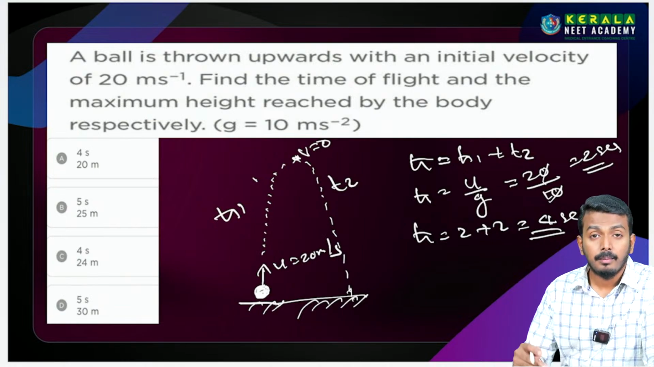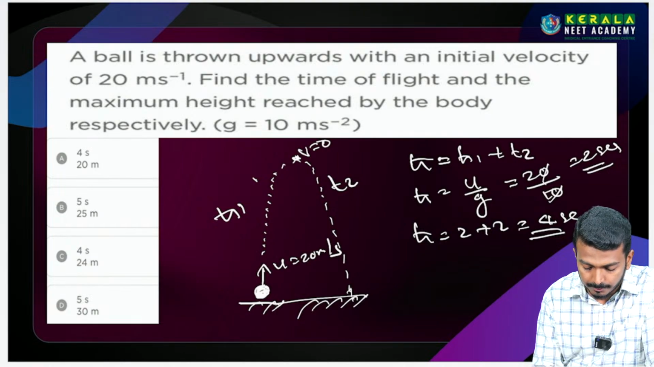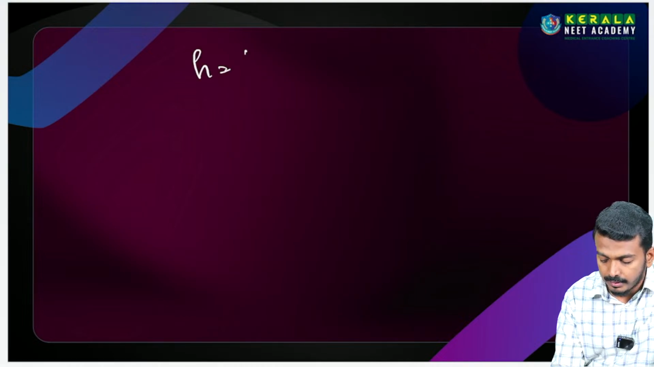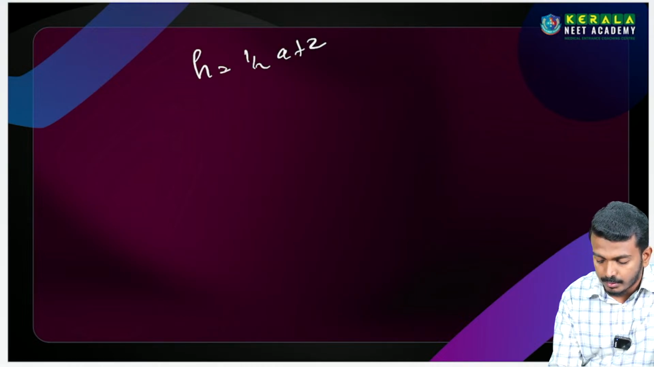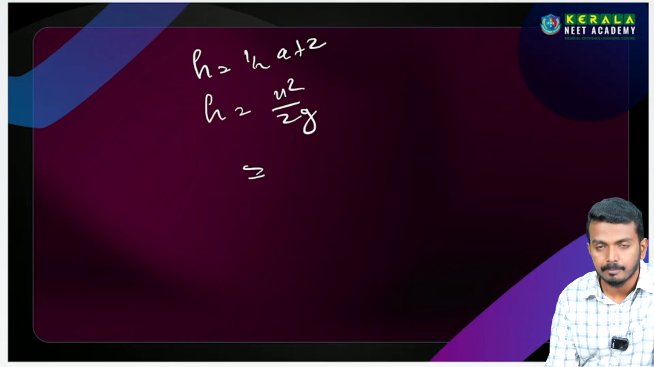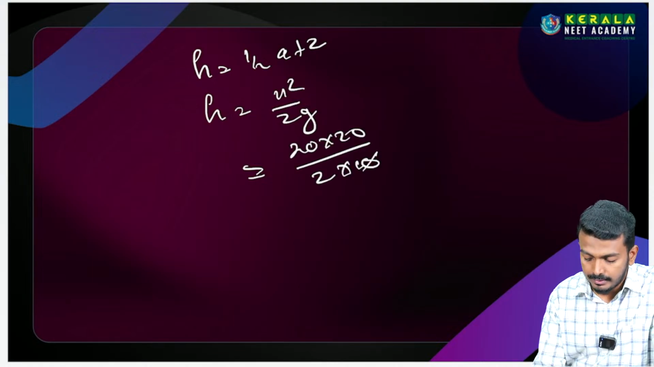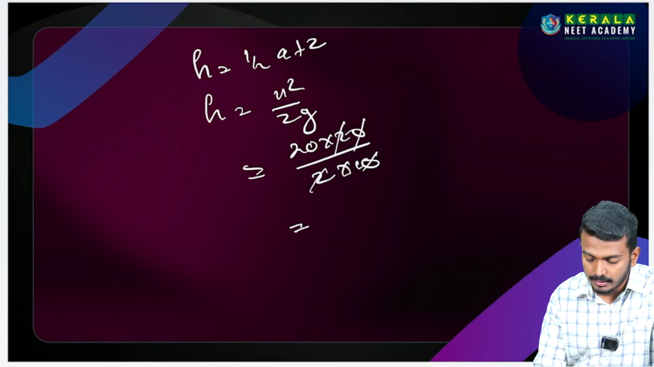Then one more question is also there. Maximum height attained by the body. How to find it? What are the equations for height? S is equal to half at square, so here h is equal to U square by 2g. What is the initial velocity? 20 into 20 divided by 2 into 10. 10 cancels, 2 cancels. How many meters? 20 meters.